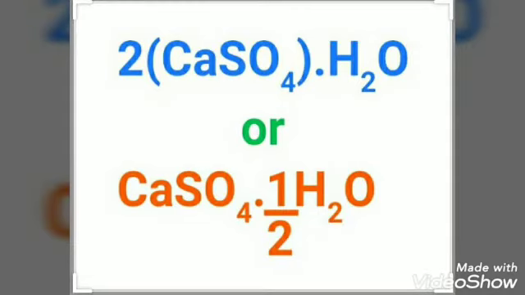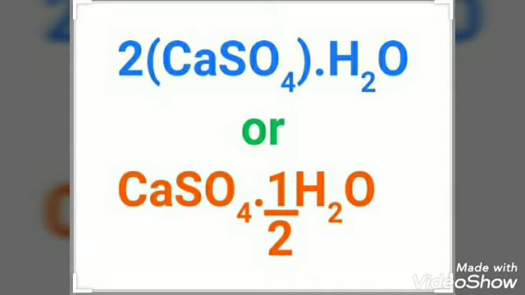The temperature during heating of gypsum should not be allowed to go above 100 degrees Celsius. Why? Because if gypsum is heated above 100 degrees Celsius, then all its water of crystallization will be eliminated and anhydrous calcium sulfate, that is CaSO4, also known as dead burnt plaster, will be formed. The anhydrous calcium sulfate does not set like plaster of Paris on adding water.